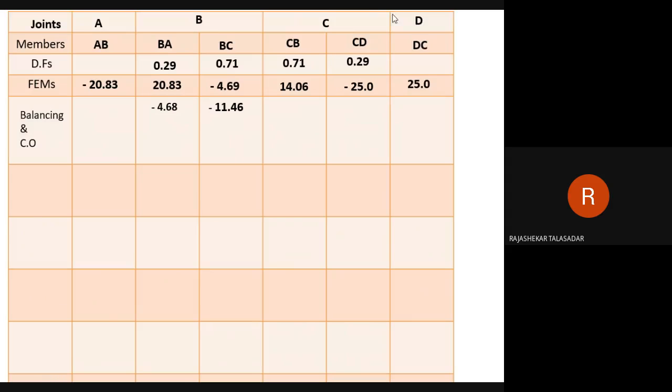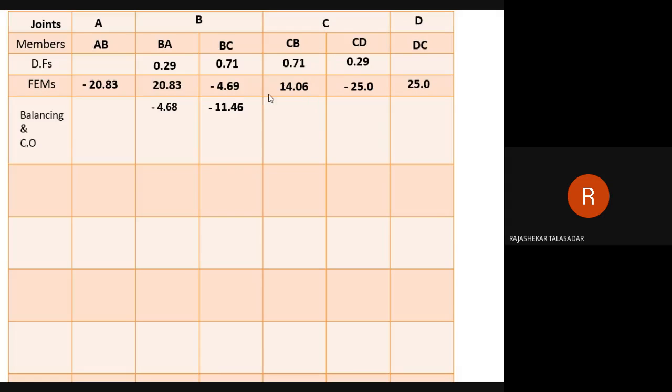Okay, now let me come to joint C. Now joint C means the members are CB and CD. What is the unbalanced moment? Plus 14.06 minus 10.94, minus 10 point something. That is 94, isn't it? Then what is the balancing moment? Plus 10.94. Very good.